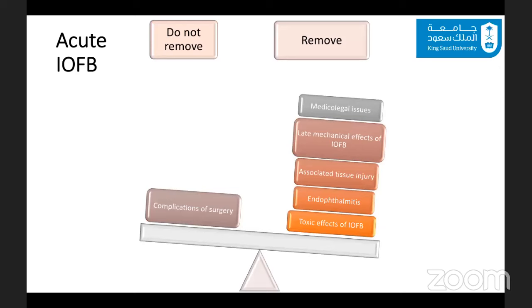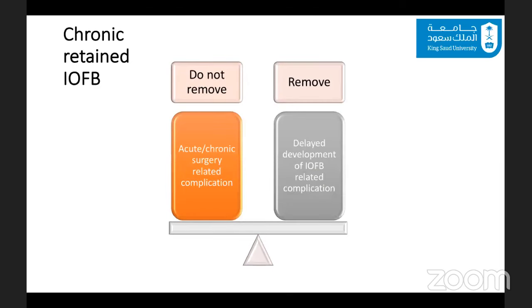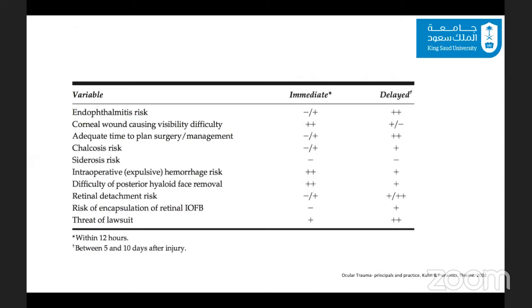So definitely for acute intraocular foreign body, you need to remove them. If you weigh the benefits and the risks, it's definitely towards removal of the acute intraocular foreign body, but you may need to consider the timing of removal. This is not the case with chronic retained intraocular foreign body, where you should weigh the risks of surgery-related complications versus just leaving the intraocular foreign body behind.